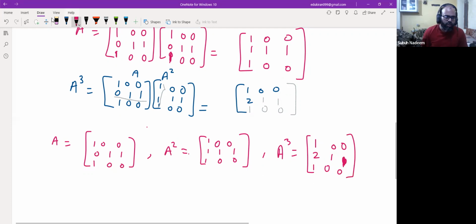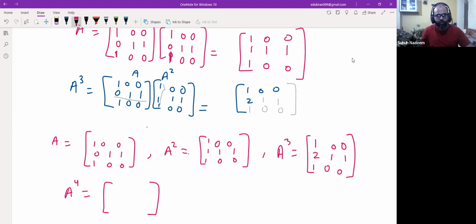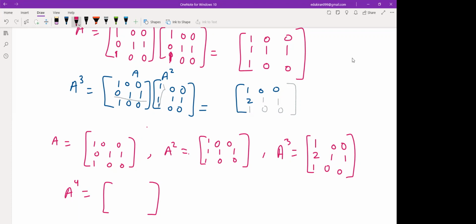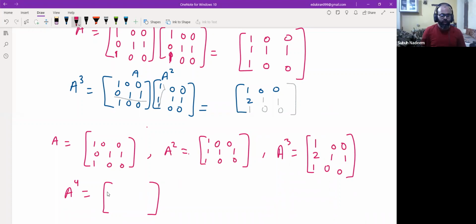So based on this pattern, if someone asks you what will be a to the power 4, can any one of you tell me what will be a to the power 4? And also tell me the name, whoever will respond. Second row, first column will be 3. Correct. So based on the pattern, we can say, so this was Adrian. You have responded, no?